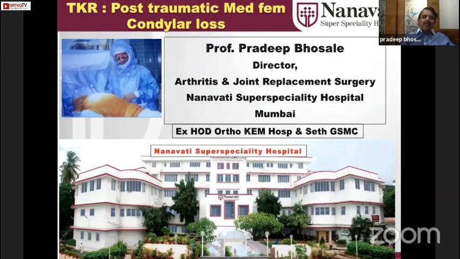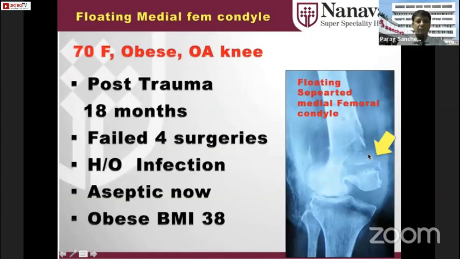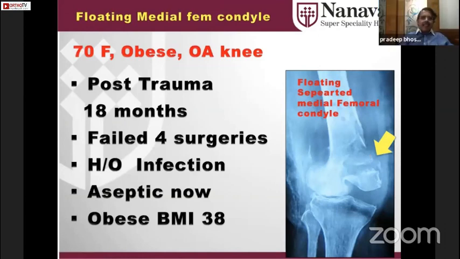So I'm presenting a post-traumatic medial femoral condylar loss. Yeah, so this patient came to us like this. 70-year-old female, obese, osteoarthritis also associated. Trauma was about 18 months ago, underwent 4 surgeries which failed, and there was an in-between history of infection. At present, aseptic.